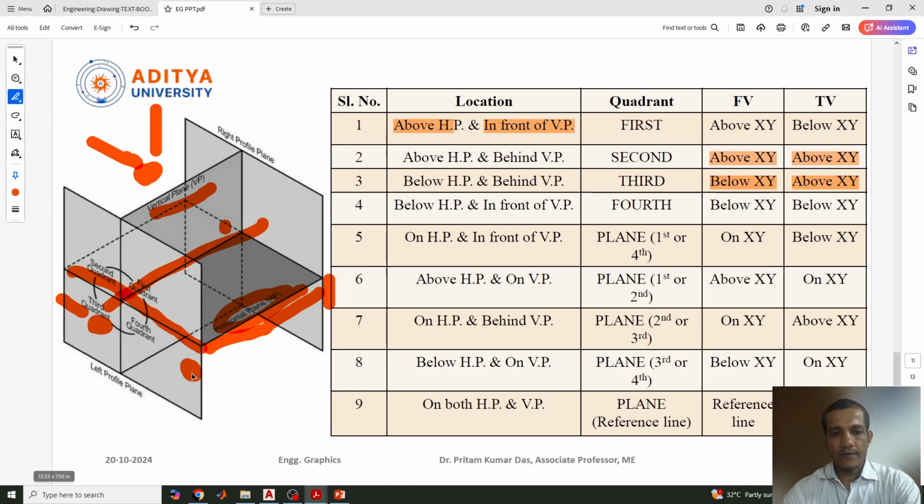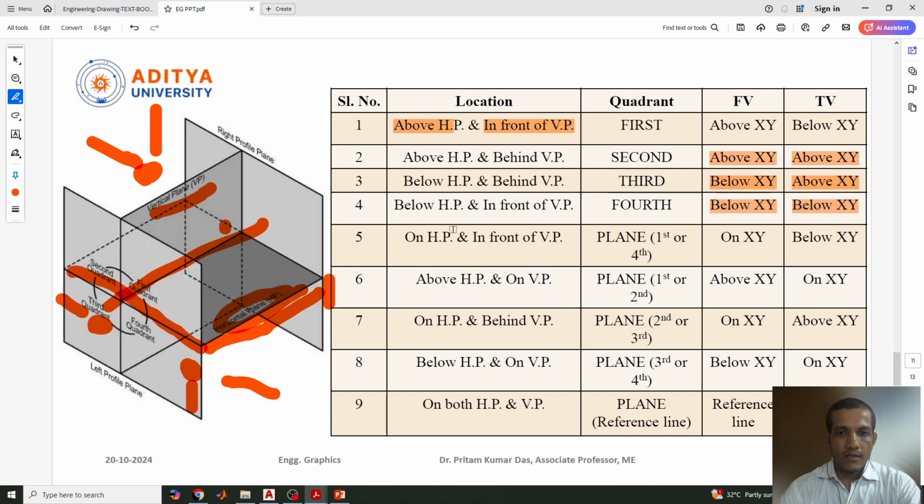So the point is located here. And what about the projection? The projection will become below XY, front view. Let's see, the front view is there, and the observer is observing the object in this fourth angle or fourth quadrant. So the front view will be reflected here, and the top view, if you see from here, will come on this plane, but it is going to rotate like this. So this plane will become down, and it is already below XY, and after rotating this one, this also comes down. So both are below XY.